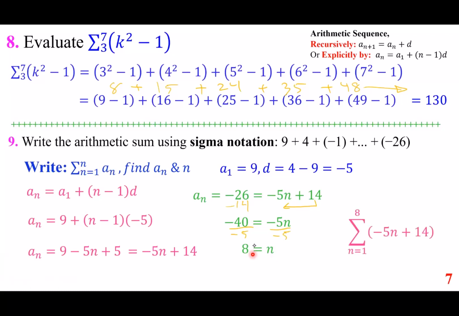And of course, you can let n be 1 and then 2, 3, all the way to 8, and add them up. We can also add them up directly, and they must be equal. This is the sigma notation of the same question.